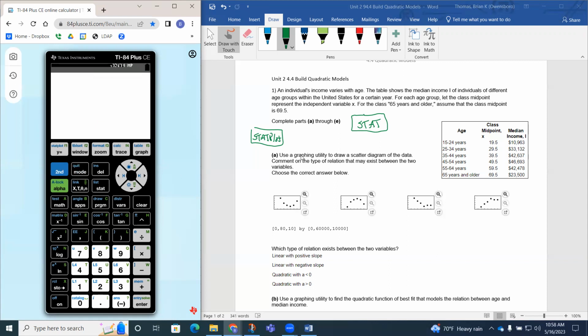So now if we want to put this data in, we're going to use the stat button, and we're going to use the edit button from there. And remember, to clear out data, we go up to highlight L2, hit clear, and then drop back down. Scroll to the left, go up to L1, hit clear, and scroll back down, and we can enter this data. So I'm going to pause the video for a second, and I'm going to enter this data into the calculator.